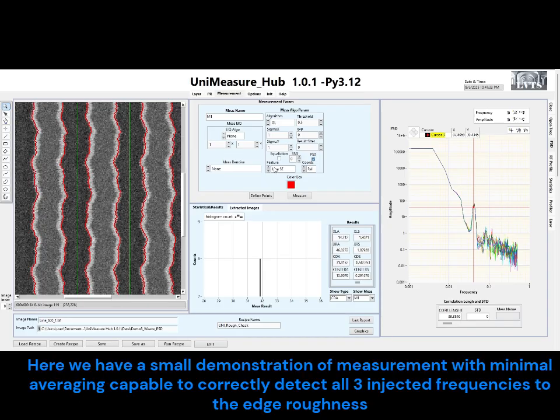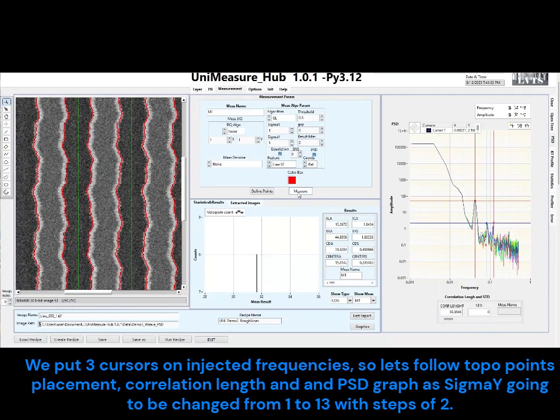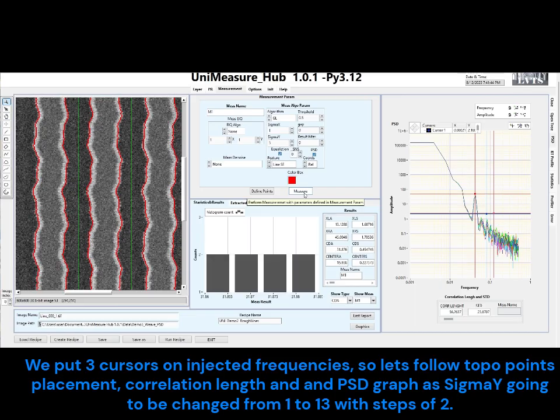Here we have a small demonstration of a measurement with minimal averaging, capable of correctly detecting all three frequencies injected into the edge roughness. We put 3 cursors on the injected frequencies, so let's follow the topo points placement, correlation length, and the PSD graph as sigma y is changed from 1 to 13 in steps of 2.